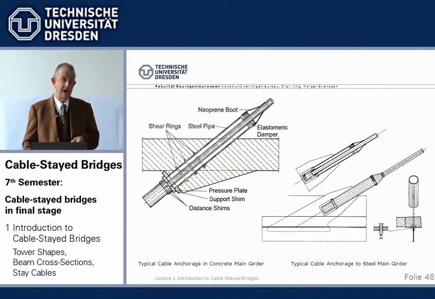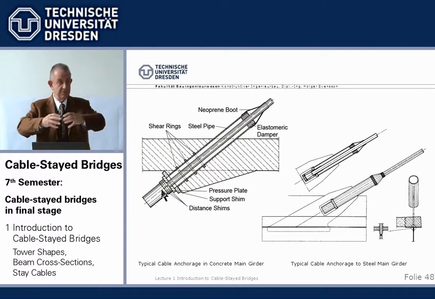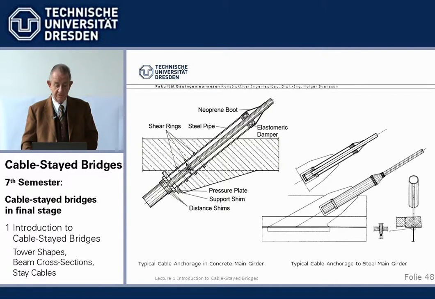And how are we anchoring the stay cables? Well, to the concrete beam, we very often cast in a steel pipe, thread the cable through, and use some shims to prevent them from going through here. Or in steel, we can extend the web of the main girder by some piece of steel, weld the steel pipe in, and have the same type of anchorage.